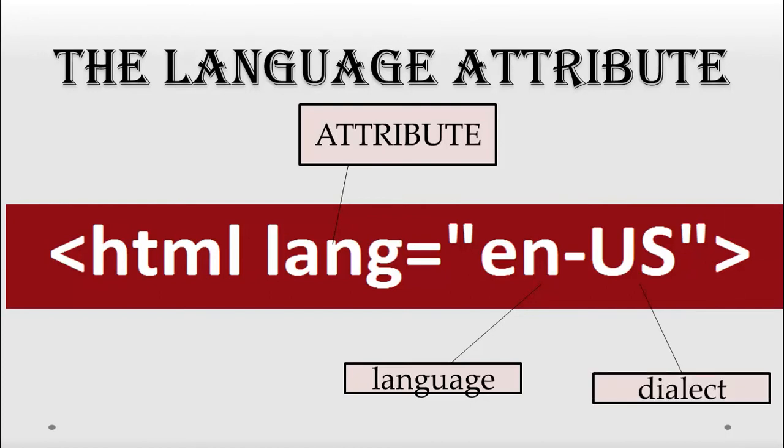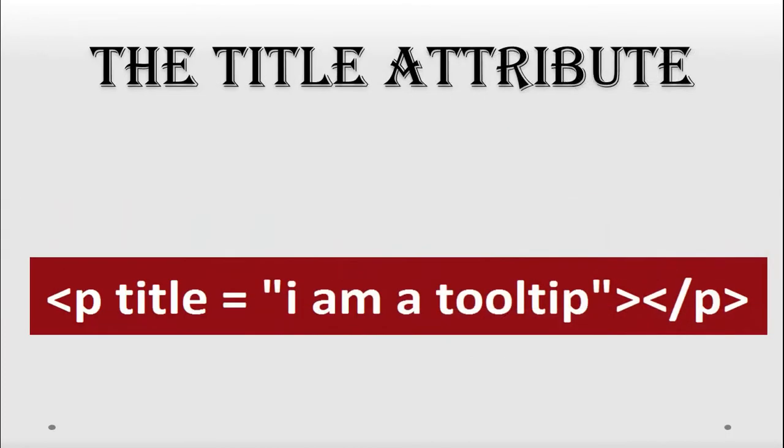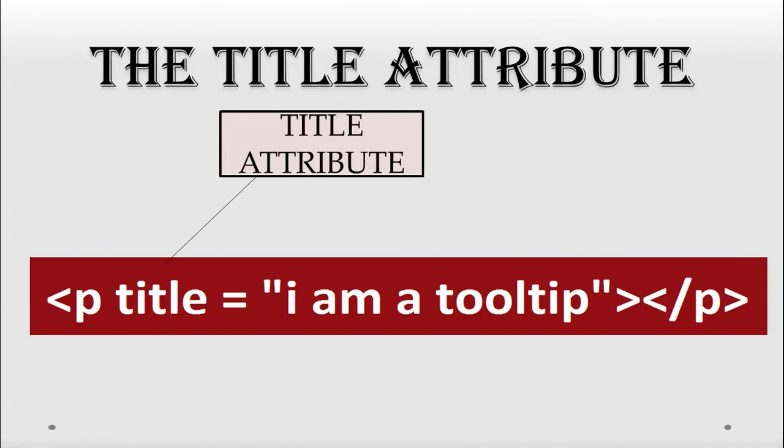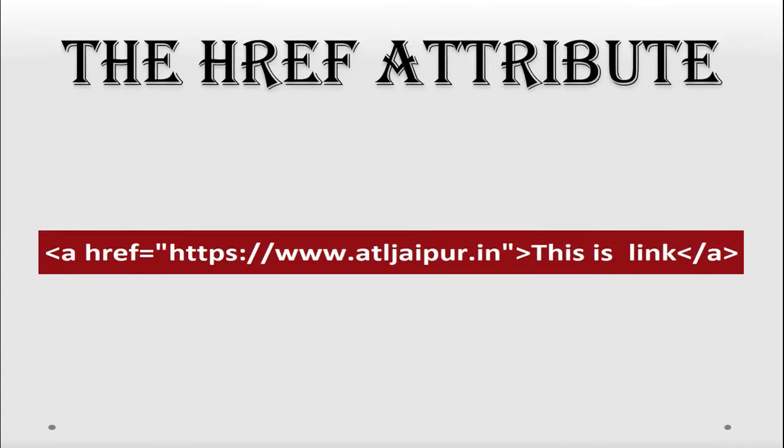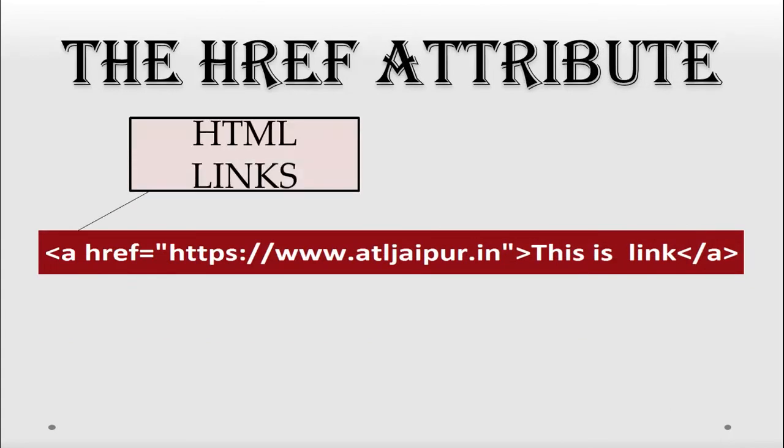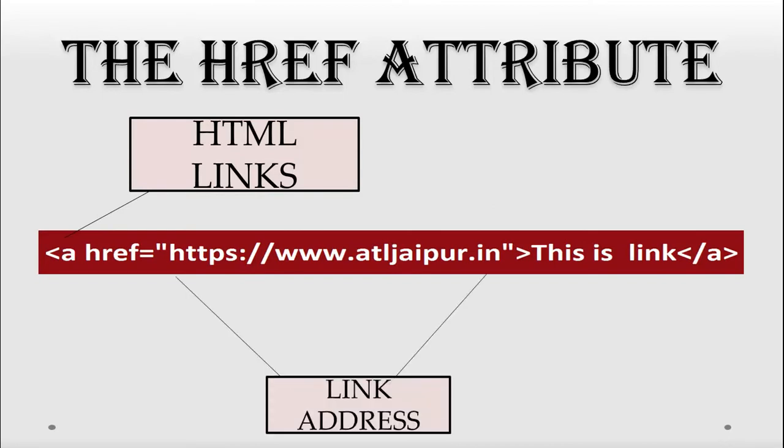Now the next one is the title attribute. A title attribute is added to the p element. The value of the title attribute will be displayed as a tooltip when you mouse over the paragraph. Now, the href attribute. HTML links are defined with the a tag and the link address is specified in the href attribute.